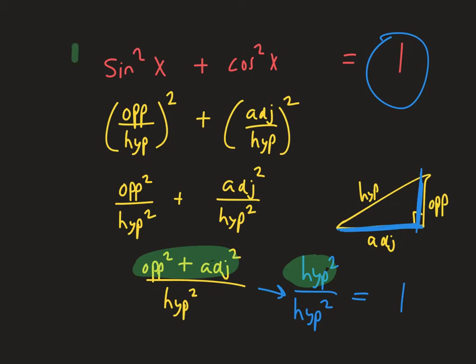Okay, so we're going to be able to use this identity quite a bit, and it's going to have a lot of different variations and rearrangements. It's going to show up in a lot of problems. Okay, so let's take a look.